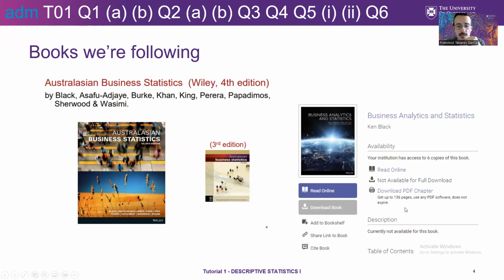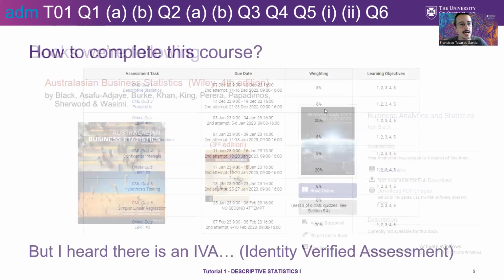Disadvantage of the library: you also can't save the PDF to your computer, at least not the whole book. Probably if you have the subscription, you will be able to. But that's it about the books.